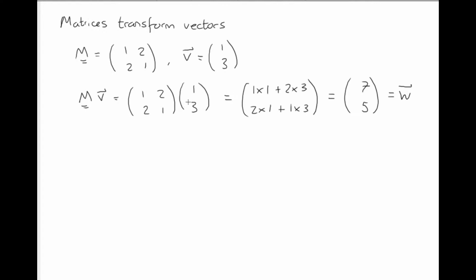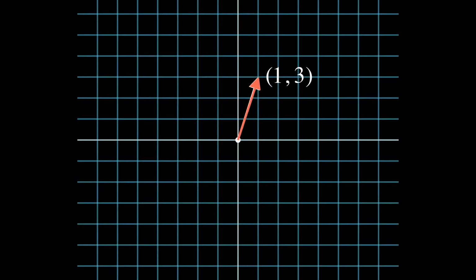So here we see that we've applied a matrix onto a vector and we've managed to result in another vector. And this can be shown graphically. Here we have a vector 1, 3, which goes along 1 and up 3 units. And upon applying our transformation, we see that this vector rotates and elongates to be 7 units across and 5 up.